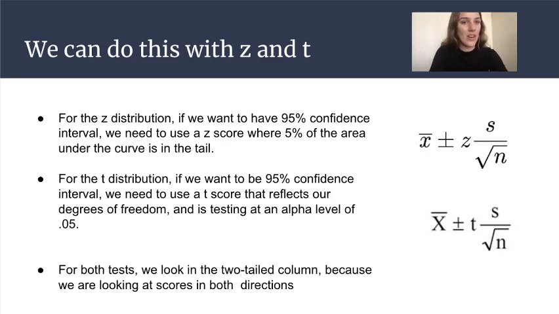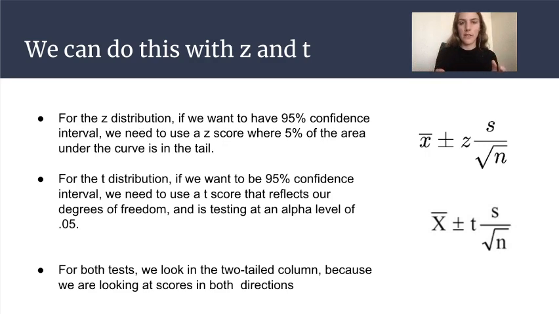Again, we'll demonstrate this in just a moment here. So for both of these tests, we're using two tails, or looking in the two-tailed column, because as I'll indicate on a normal curve, we're looking for an upper and lower bound. So if you take the z distribution, for example, we're going to look for a bound on the positive end of the curve and a bound on the negative end of the curve. So we're looking in two tails.